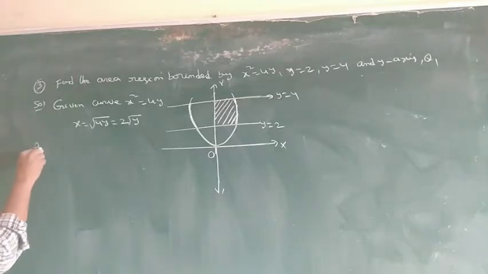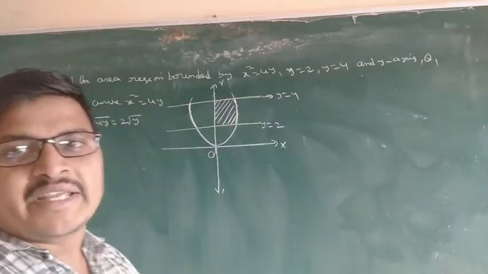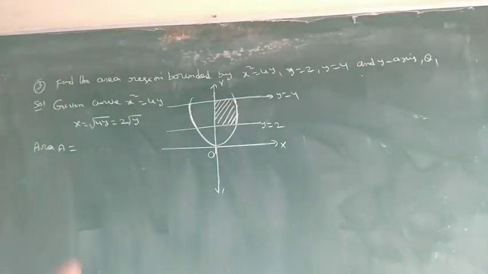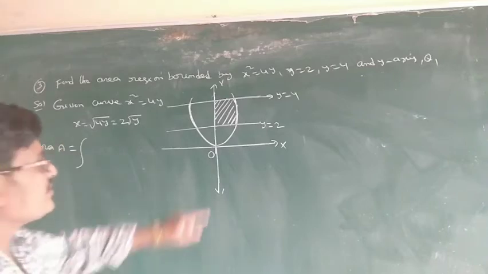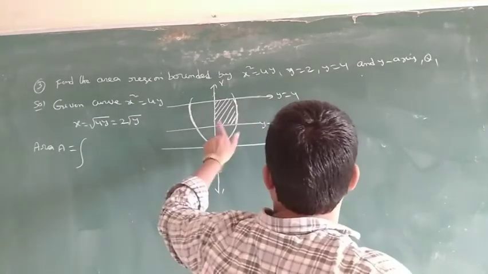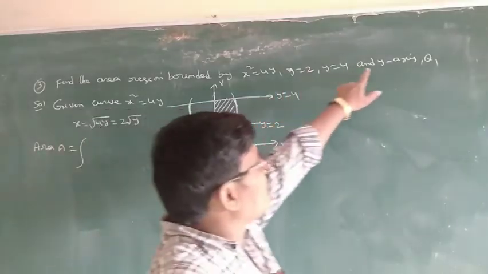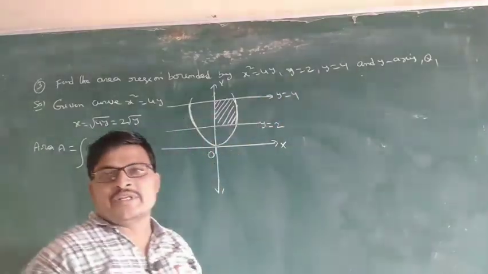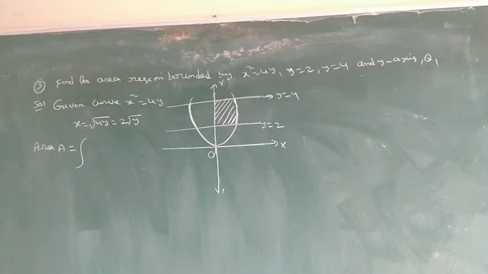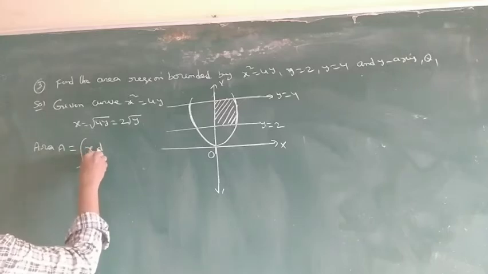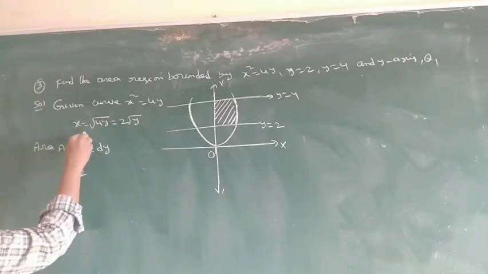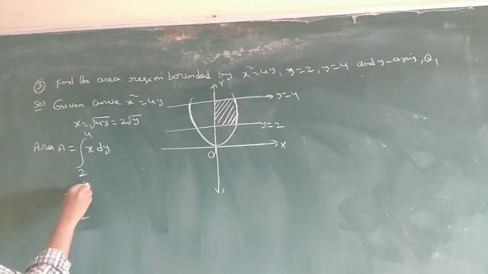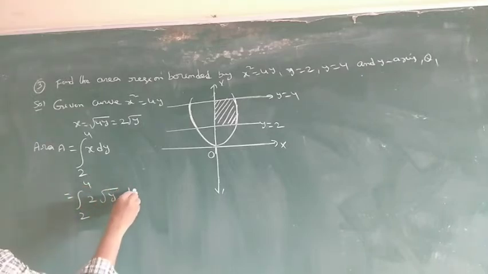So here the area formula is not integral y dx. It is not correct, because here the curve is along the y-axis, and y values are given. If x values are given, it is integral y dx. If y values are given, it is the reverse: integral x dy. So limits 2 to 4. Integral 2 to 4 of x, which is 2 root y, dy.